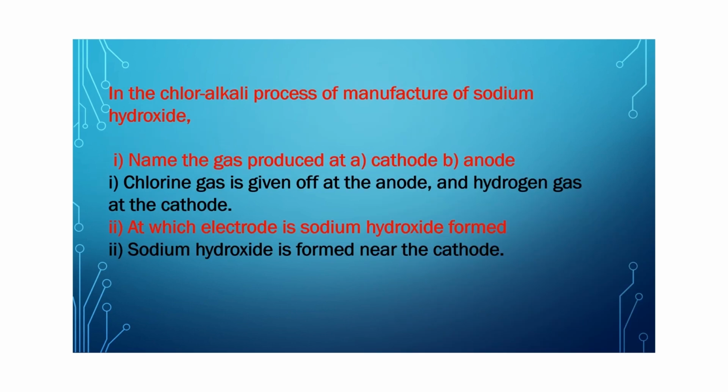Let's discuss one or two simple 1 mark questions based on this process. The first question is, in the chlor-alkali process of manufacture of sodium hydroxide, name the gas produced at cathode and anode. So we already know chlorine gas is given off at the anode and hydrogen gas is produced at the cathode. The second part of the question is, at which electrode is sodium hydroxide formed? So we already know sodium hydroxide is formed near the cathode, right?